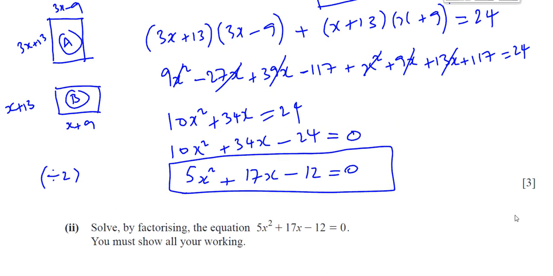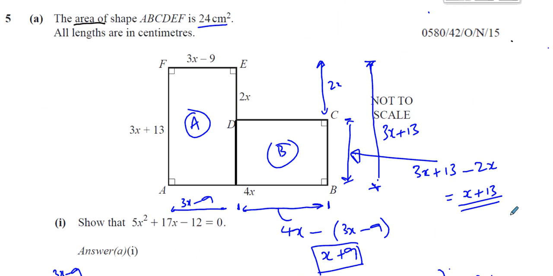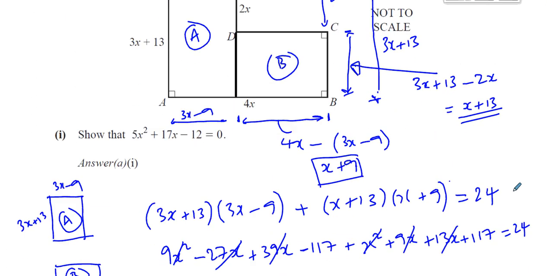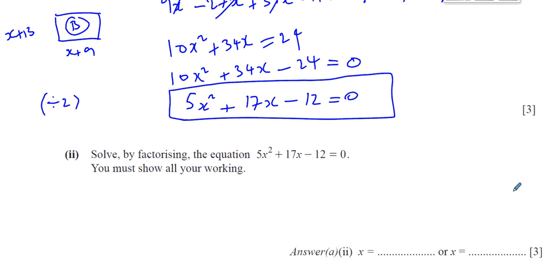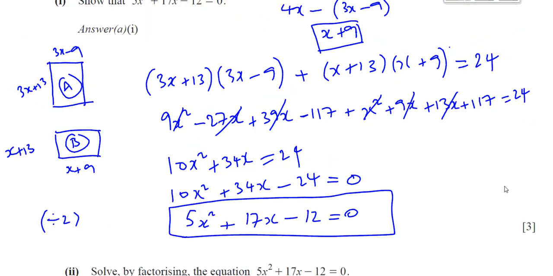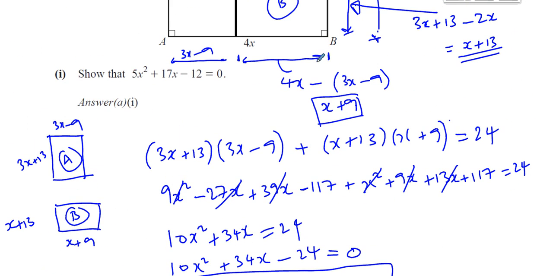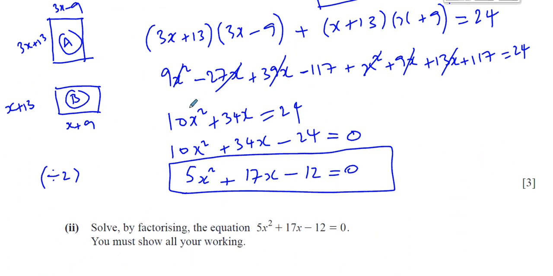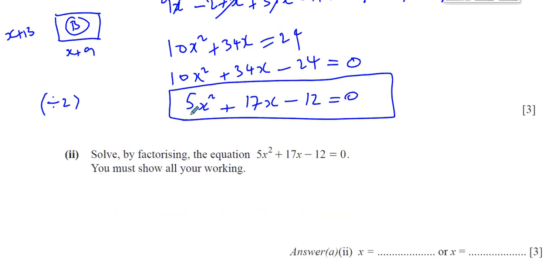So we're continuing on with question number 5 from October-November 2015, paper 4 variant 2. We're going to do part 2 now. It says solve by factorizing the equation 5x squared plus 17x minus 12 equals 0. Now part 1 had told us to show that this is the case. If you didn't know how to do part 1, you're not going to throw away 3 marks for part 2. It just says solve by factorizing this equation.